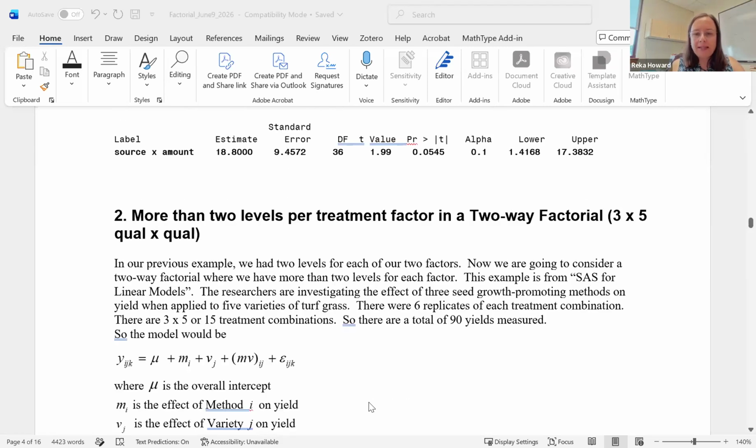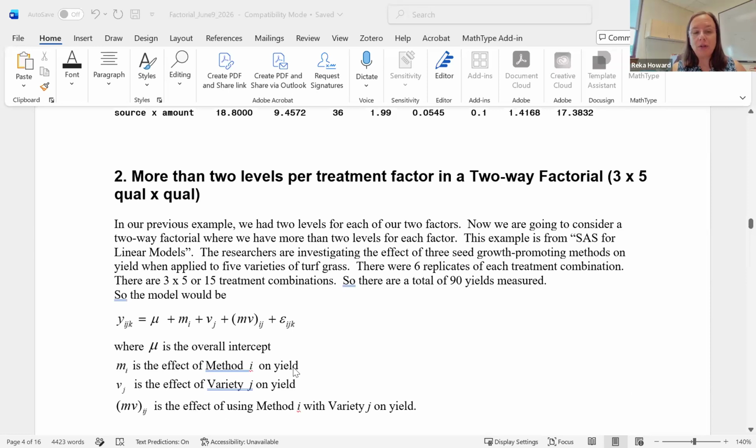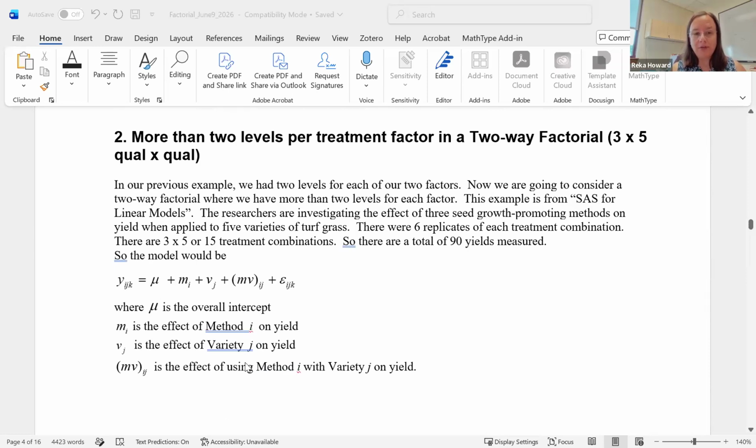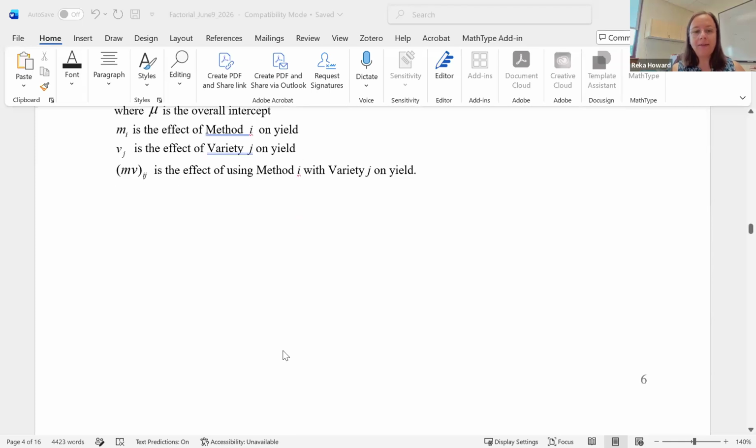And then let's say that we are having 90 yields measured. So I have the data set. I did not include a data set, but this example is based on a data set. So the model can be written like this. I forgot to mention last time, the assumption is the same as yesterday. So we have homogeneous variance, normally distributed error. So that's the same. And then every term is described. Here we have method effect, variety effect, and the interaction effect.